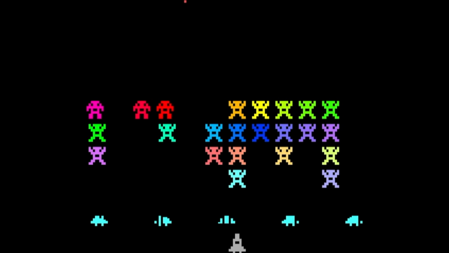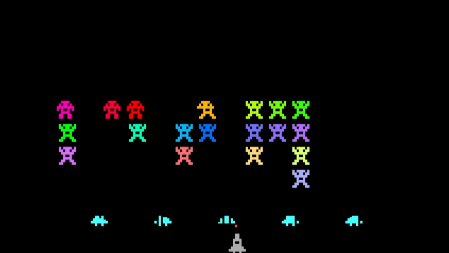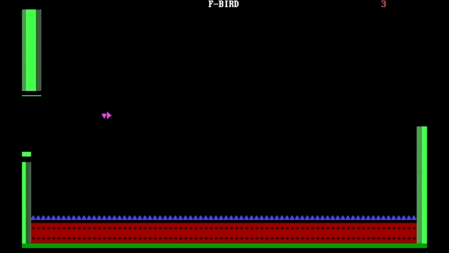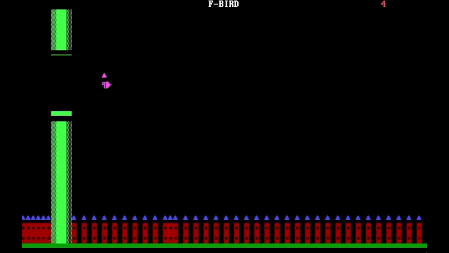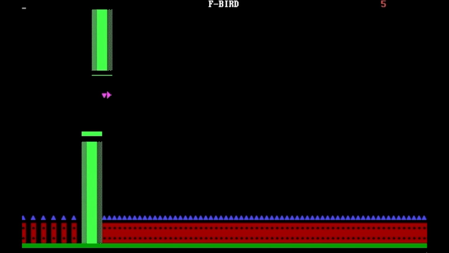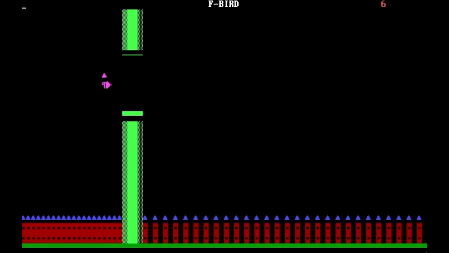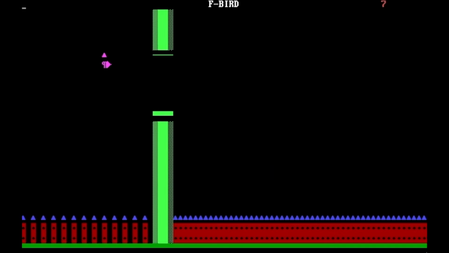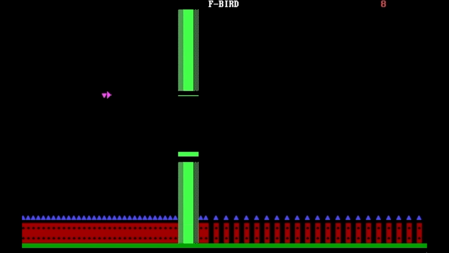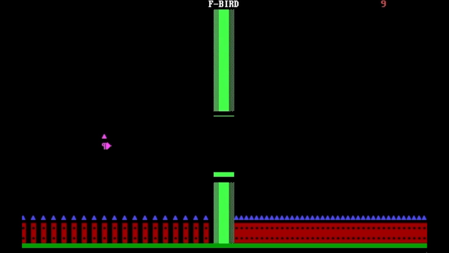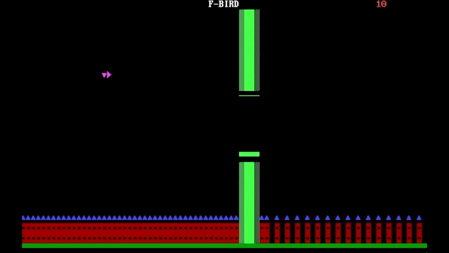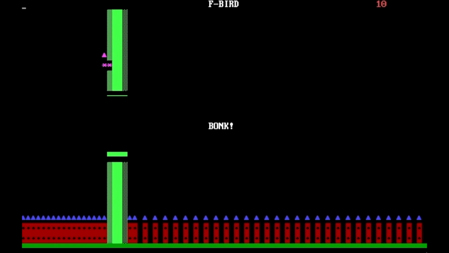So, besides Space Invaders, what other games are out there? This is another one. It's called F-Bird, and if it isn't obvious, it's a knockoff of Flappy Bird. Only this version runs in text mode, using only ASCII characters for the graphics. One interesting thing about this game is that I think it's the only one I have to show you today that actually has sound effects of any sort.